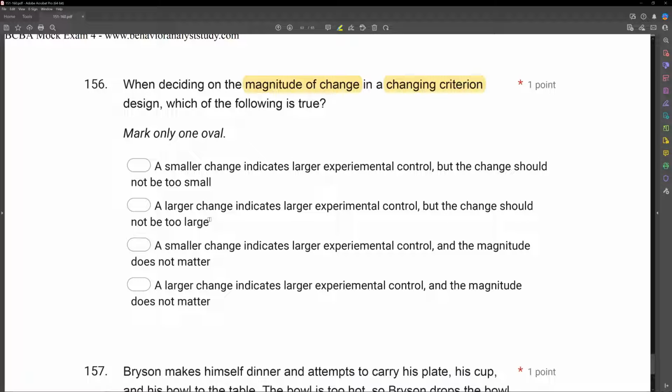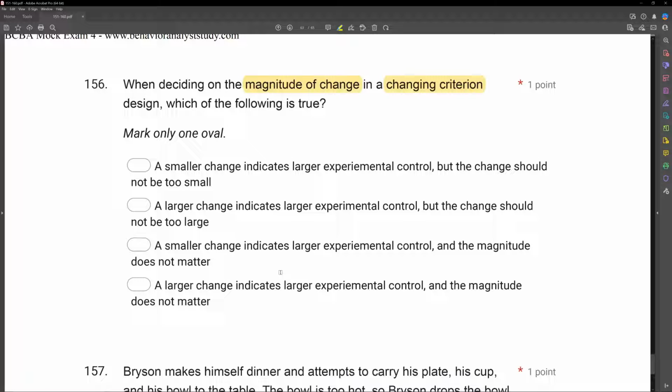Yes. B is what we're looking for. A larger change is going to demonstrate more experimental control, but we need to be careful. I'm not going to go from 5 minutes of running to 30 minutes of running. It's unrealistic, right? The chance of failure is very high.